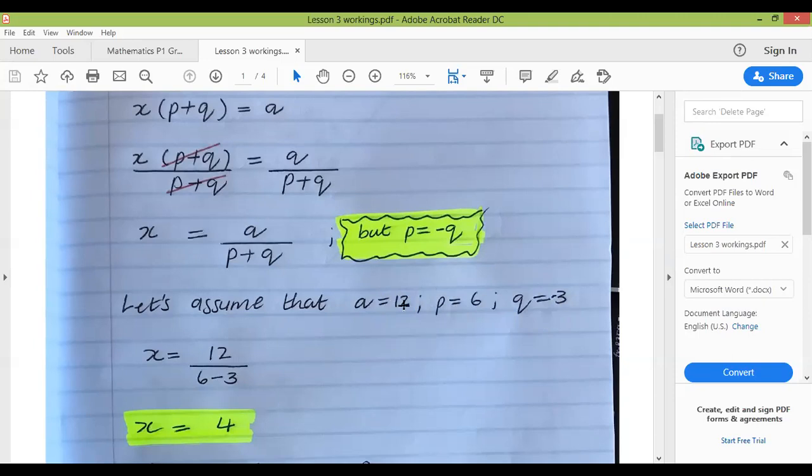Meaning now we know that A is equal to 12, you must substitute by 12. P is equal to 6, you must substitute 6 where there is P. Q, negative 3, you must substitute with negative 3. Then 12 over 3 is 4. Therefore, x can be equal to 4.